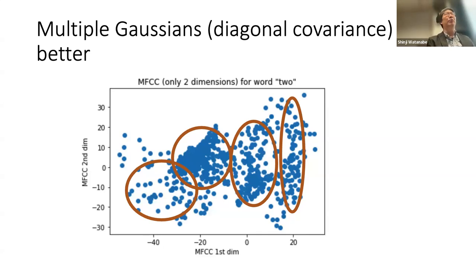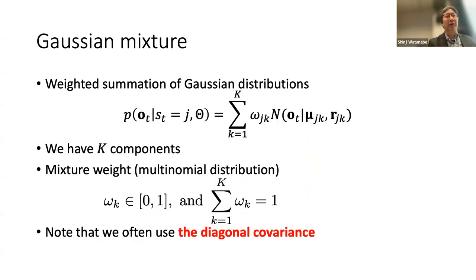So not only for speech, but in many engineering problems, we often use multiple Gaussians with diagonal covariance. Again, full covariance can be more accurate, but it has many parameters and is difficult to deal with. So this is what people quite often use.